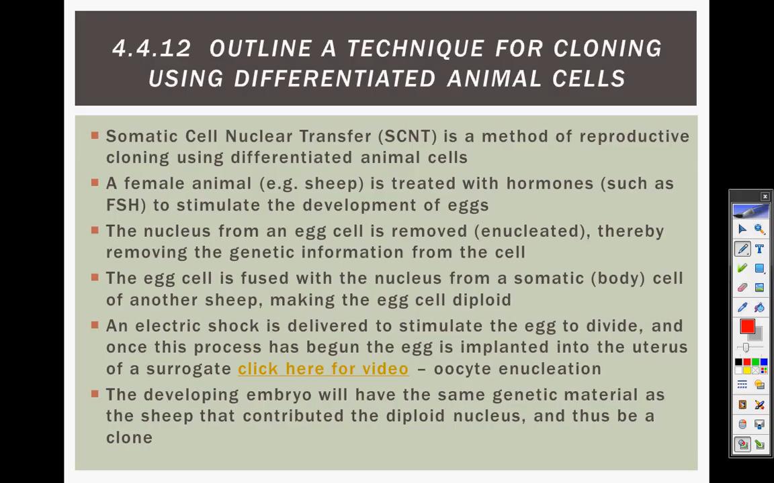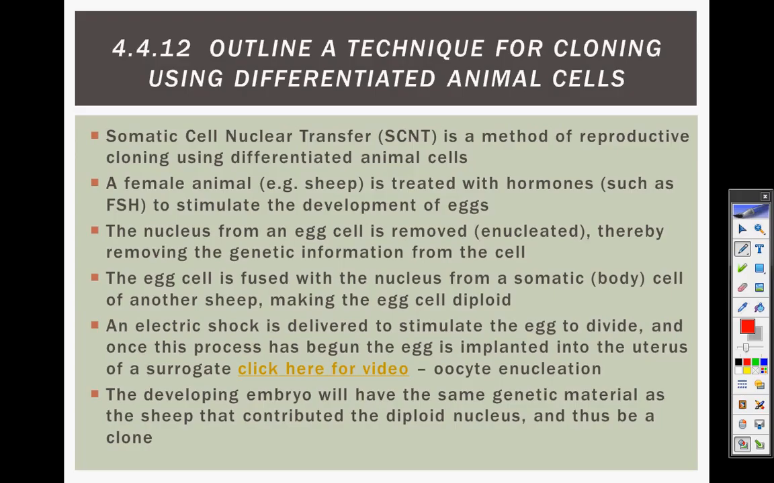All right. The nucleus from an egg cell is removed. Enucleated. Enucleated means to remove a nucleus, thereby removing the genetic information from the cell. The egg is fused with the nucleus from a somatic cell of another sheep, making the egg cell diploid. And then what they do is they shock it electrically. It's delivered to stimulate the egg to divide, and once the process is begun, the egg is implanted into the uterus of the surrogate. And let me show you what it looks like.